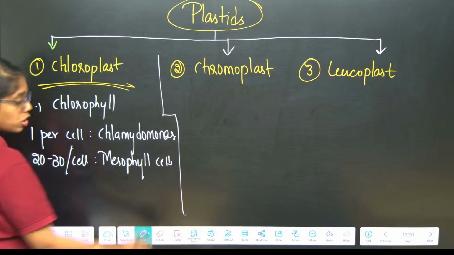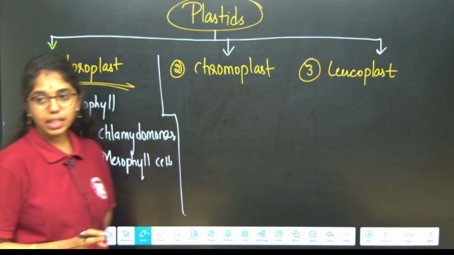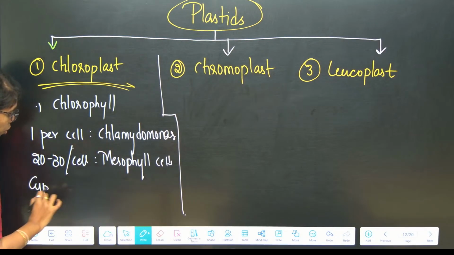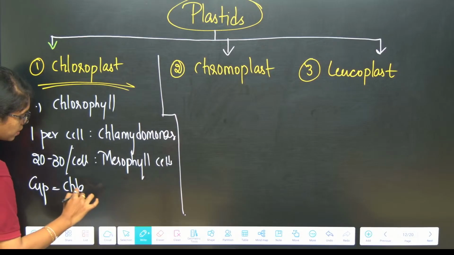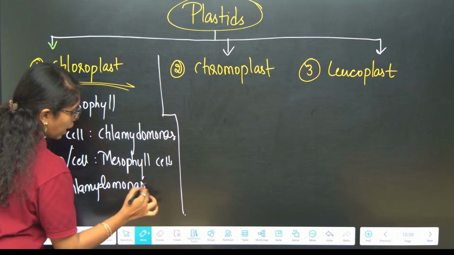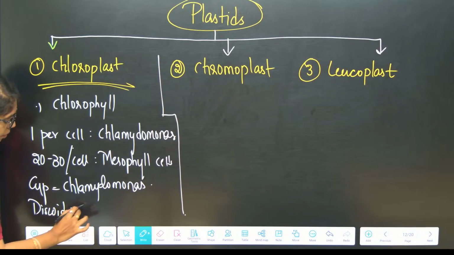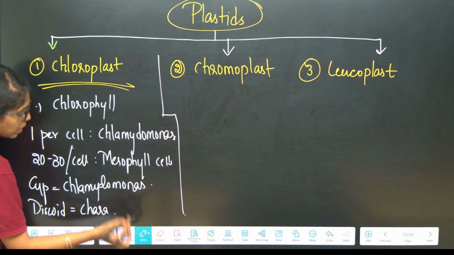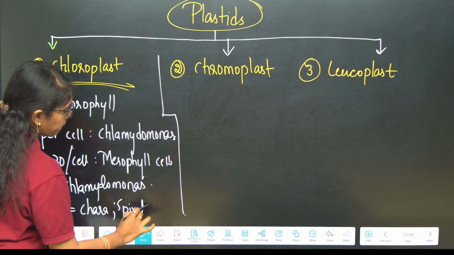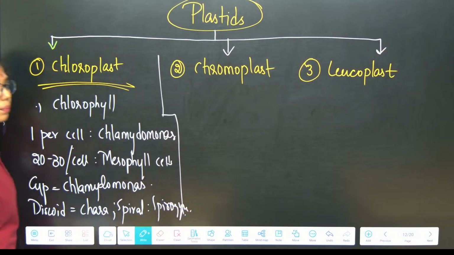And their shape is also different. Chloroplast shape can be discoid, oval or cylindrical in the mesophyll cells, or you can see cup shaped chloroplasts in Chlamydomonas, and discoid shaped in Chara, spiral shaped in Spirogyra. Ribbon shaped in Oedogonium.